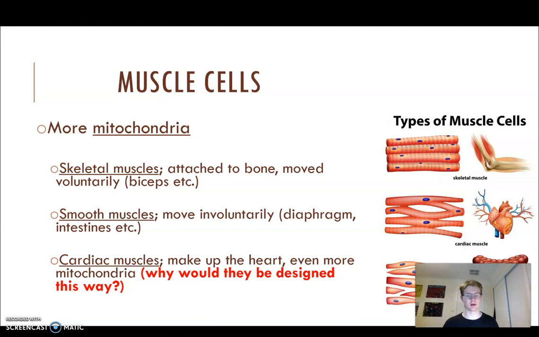Think of your diaphragm, it's just constantly moving up and down and causing you to breathe, or your intestines, or things in your digestive system. Then you've also got cardiac muscles. These are the muscles of your heart, and they have even more mitochondria. Why do you think they'd be designed this way? Why do you think that cardiac muscles need more mitochondria? Have a write down and think about that answer.